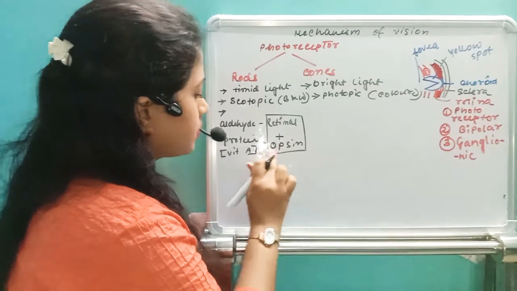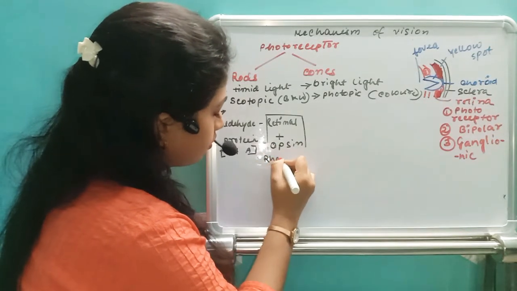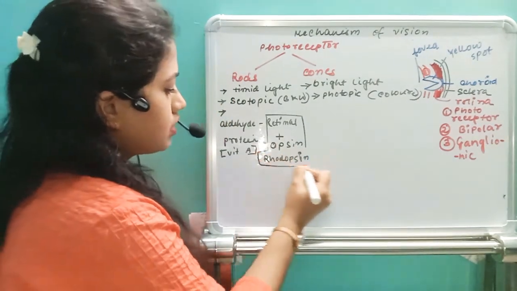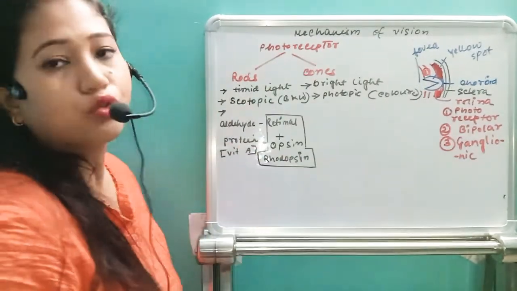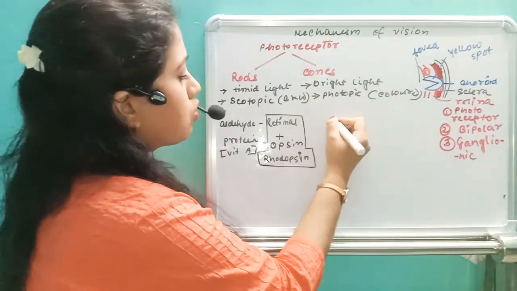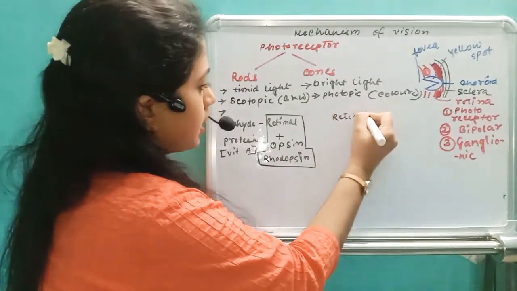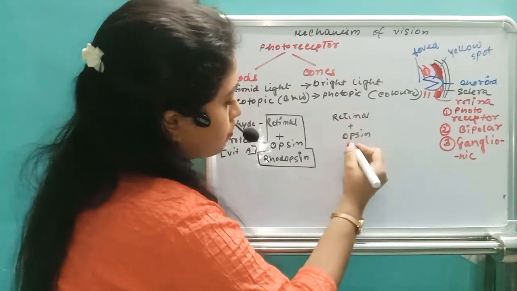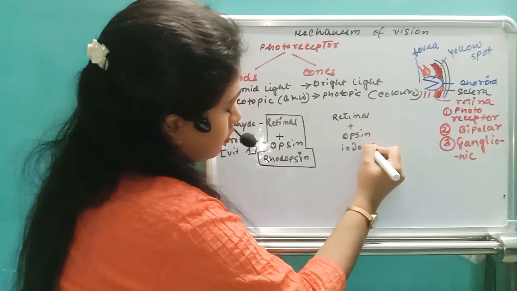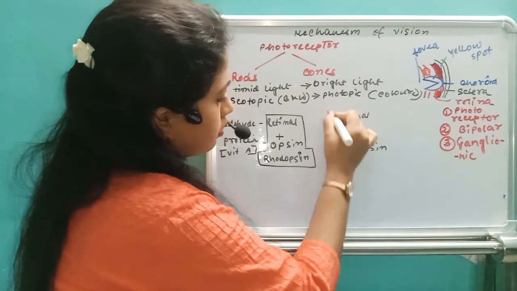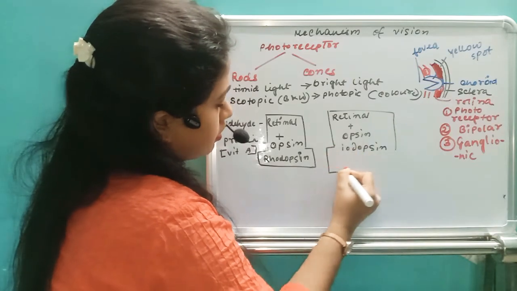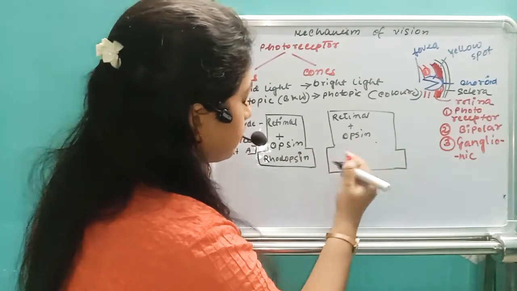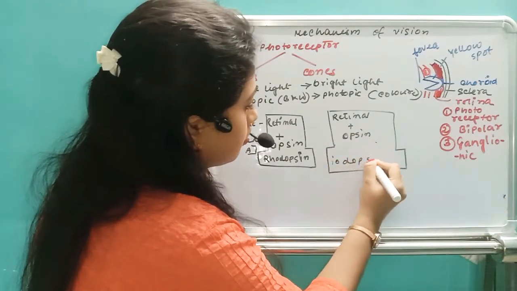And this opsin is called rhodopsin. This is going to give us the scotopic vision. When it comes to the cones, they have this retinal and this opsin, and this opsin is called iodopsin.